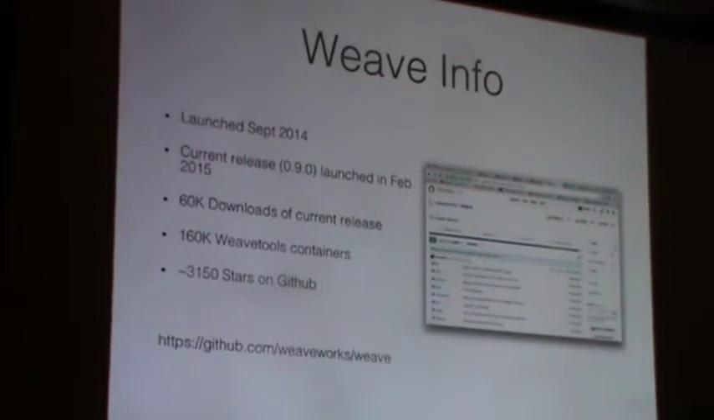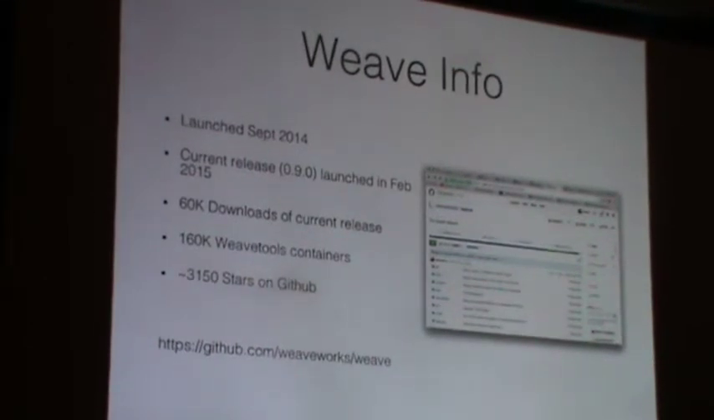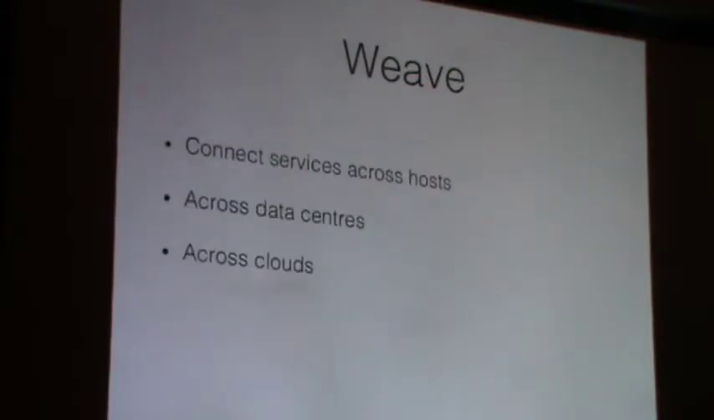We've got about 60,000 downloads of the current release. We're pretty well liked on GitHub. We've got over 3,000 GitHub stars fairly quickly. The Weave Tools containers, I think we all know that's a number that's very easy to make look good, but it's one that Docker uses, so I think we can use it as well.